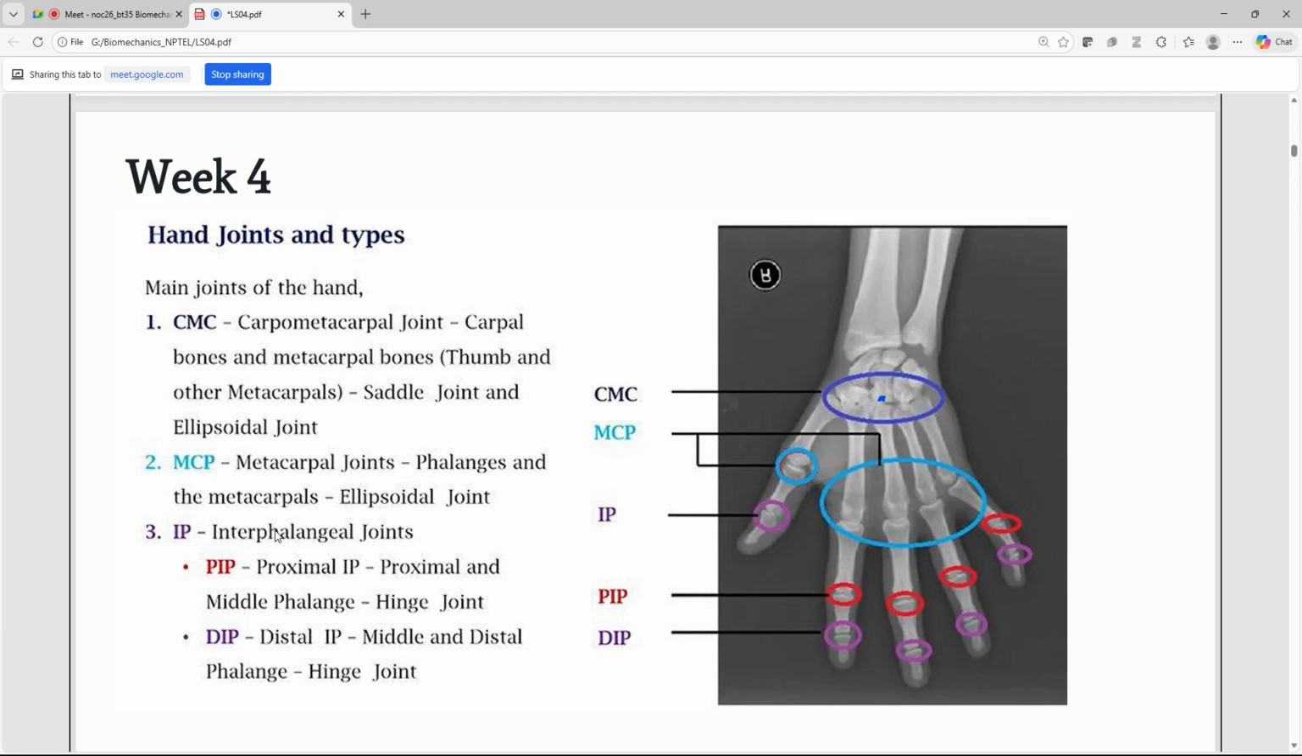In the interphalangeal joint, there are again two classifications. Where the proximal phalanx connects with the middle phalanx is called the proximal interphalangeal joint, and where the middle and distal are connected is called the distal interphalangeal joint. These interphalangeal joints are hinge joints, whereas metacarpophalangeal joints are ellipsoidal joints. CMC joints have both saddle joint and ellipsoidal joint.